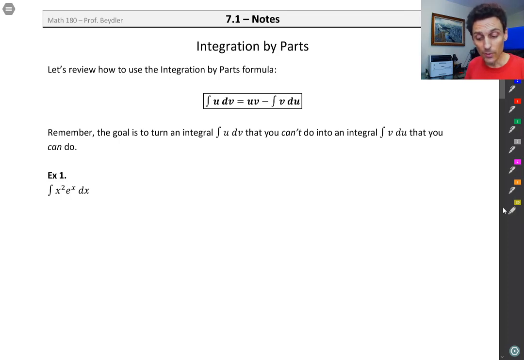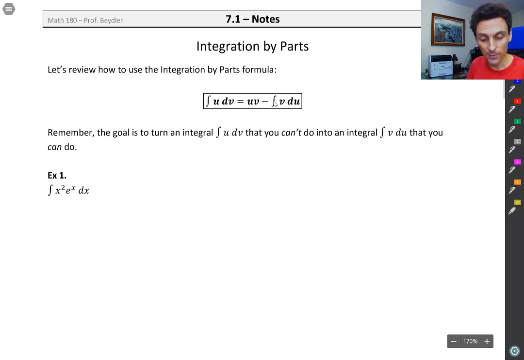Now remember, the goal is to take an integral that you can't do and turn it into an integral that you can do. So the integral of u dv is the integral that you're starting with, and when you take this integration by parts step, in other words, write the right-hand side, you're going to have an integral that hopefully is easier to figure out. That's the general goal of integration by parts. There are other uses of it, but this is the main goal here.